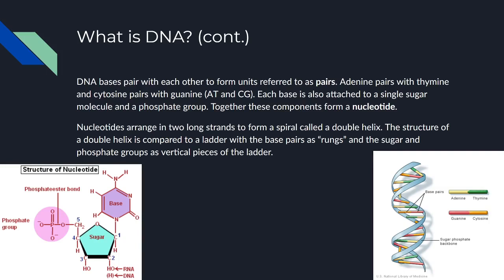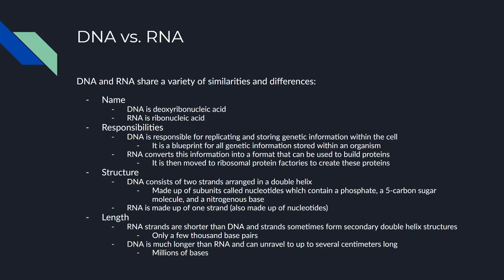In the bottom left, you can see a little diagram which shows the structure of a nucleotide with a phosphate bond, a 5-carbon sugar, and a nitrogenous base. Nucleotides arrange in 2 long strands to form a spiral called a double helix. The structure of a double helix is compared to a ladder with the base pairs as rungs and the sugar and phosphate groups as vertical pieces of the ladder. On the bottom right, you can see a little diagram of this double helix structure with the base pairs, adenine and thymine pairing, and guanine and cytosine, as well as a sugar-phosphate backbone as the sides of the quote-unquote ladder.